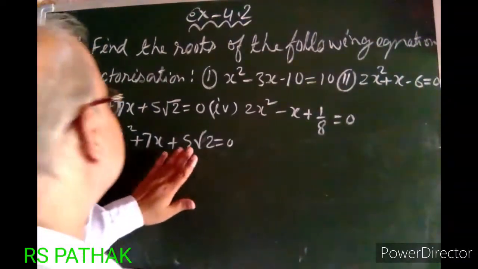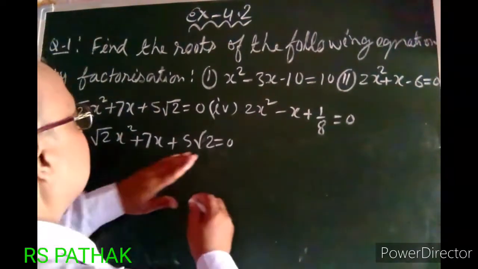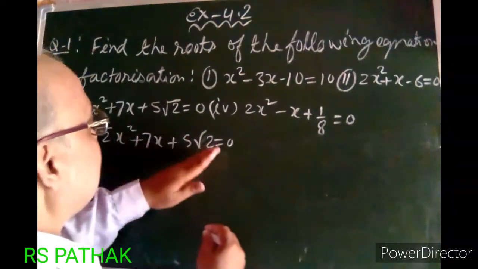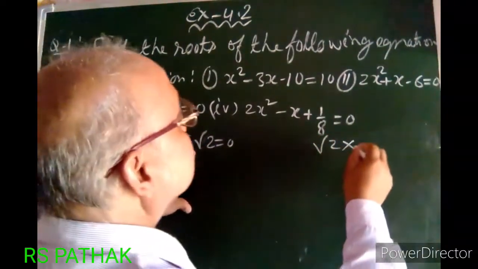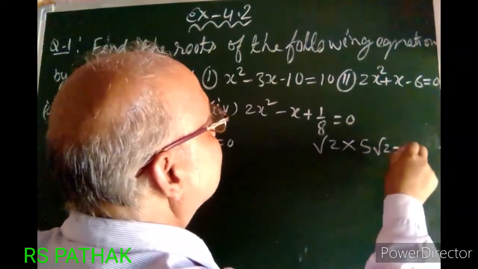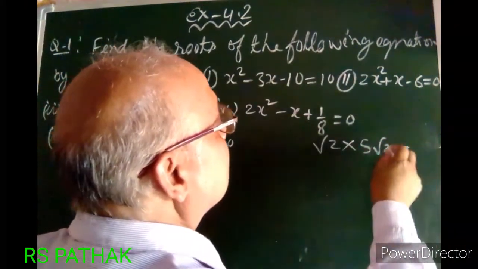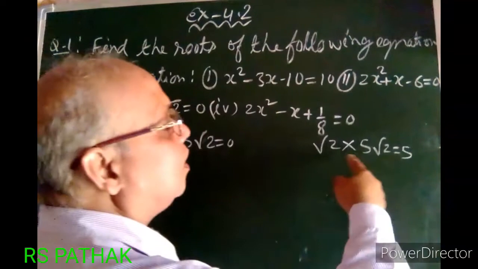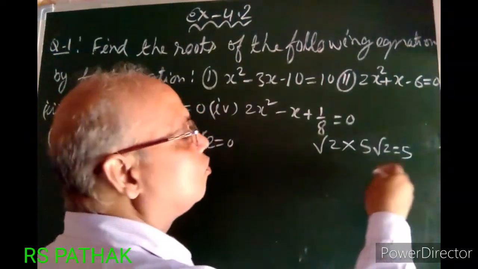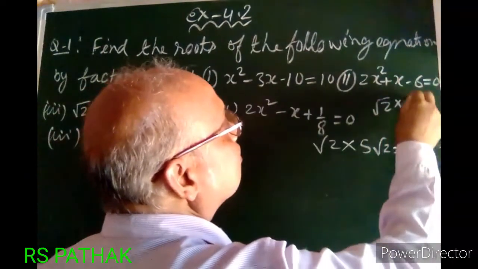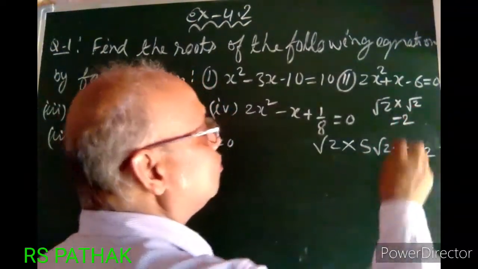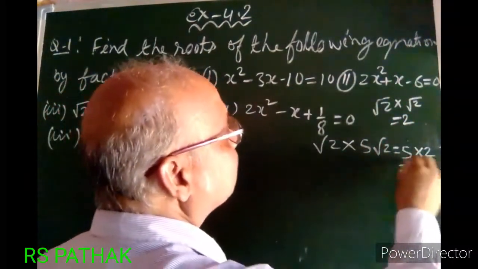In this question, I am seeing the product of first and last. First is under root 2 and last is 5 under root 2. That will be 5, and under root 2 into under root 2 will be simply 2. Therefore, that will be 10.